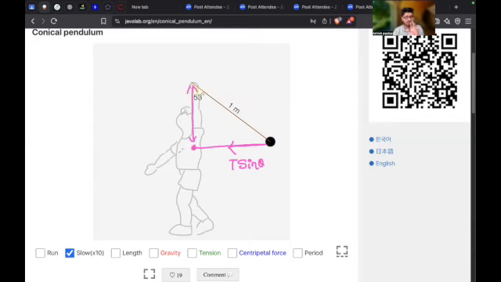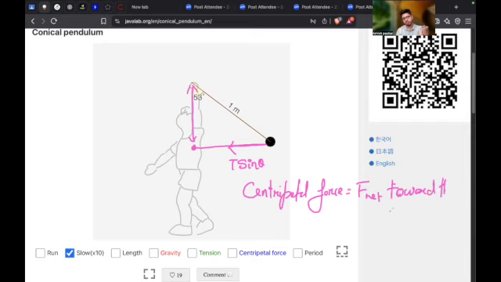So the definition of centripetal force is the net force acting toward the center. So that is centripetal force. Centripetal force is the F net toward the center. We call it centripetal force.